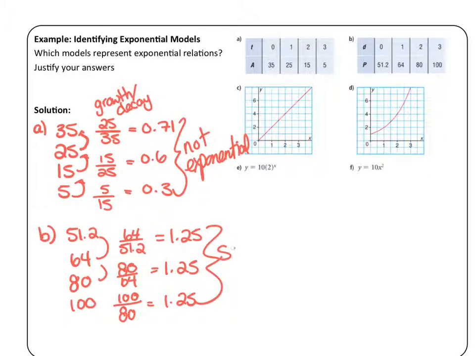So notice they're all the same. Just make sure when you do these, you always take one of them and divide by the other one. So in this case, I took this number and divided by the one before it. Then I took that one, divided by the one before it. So same. So it is exponential.